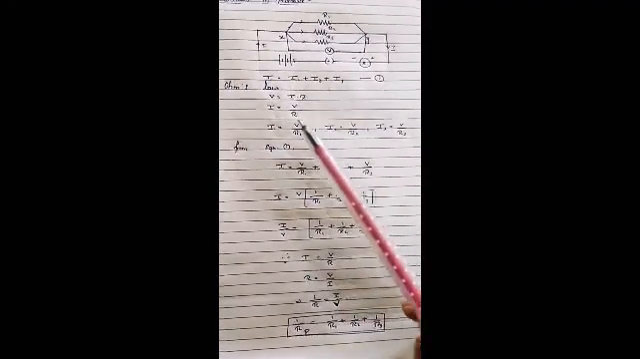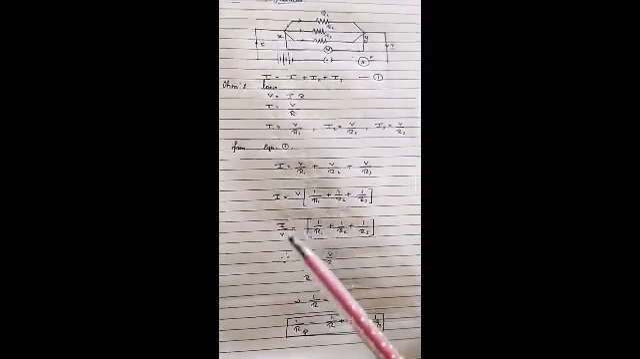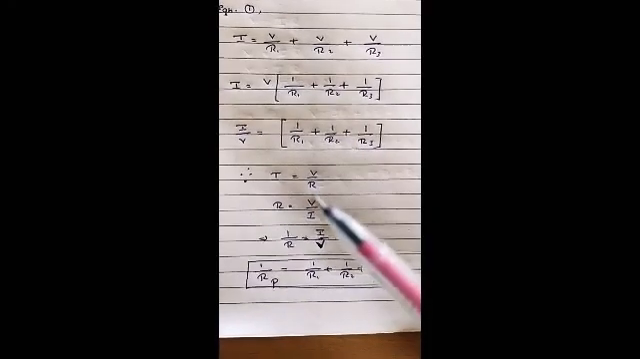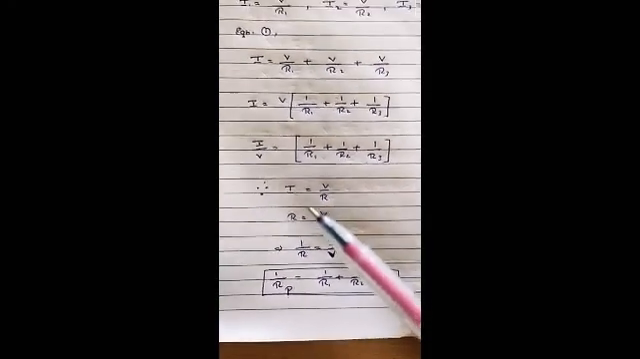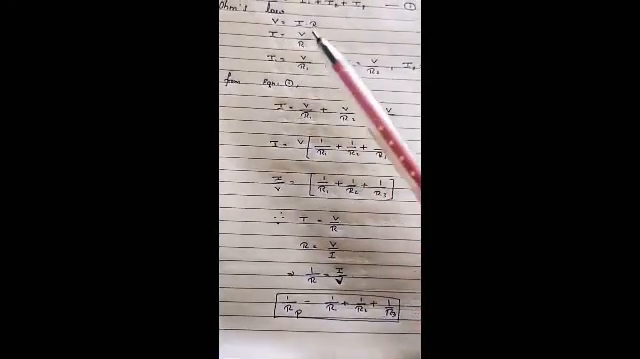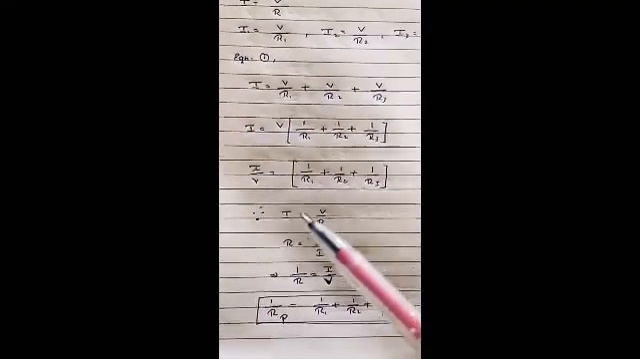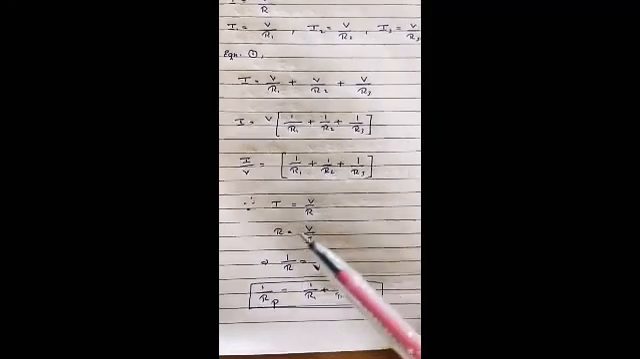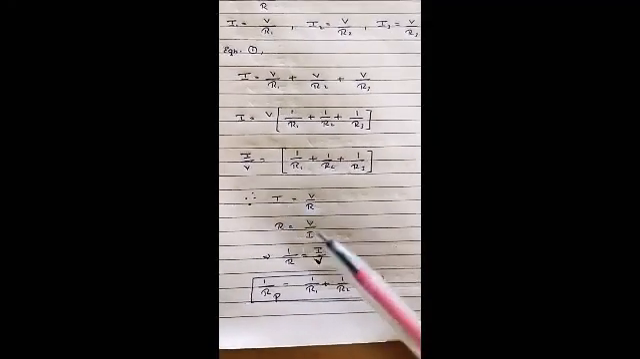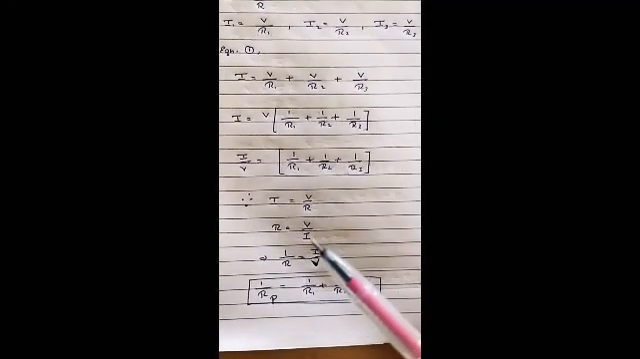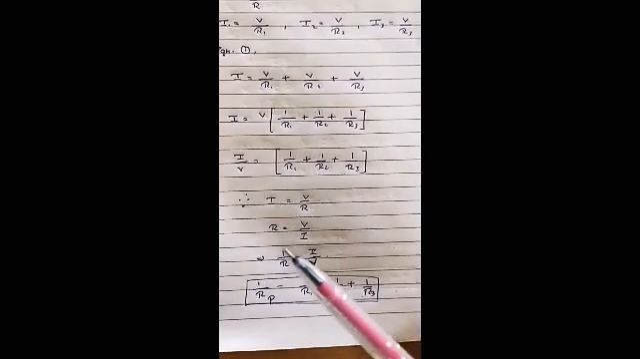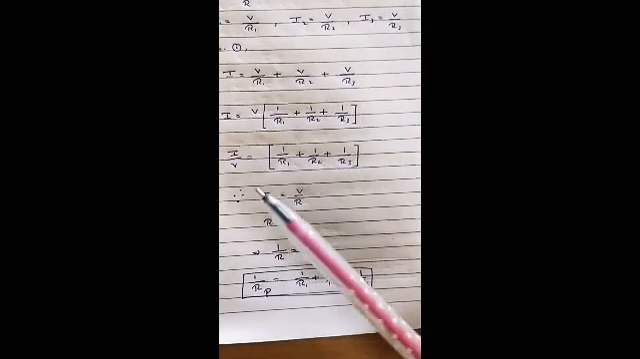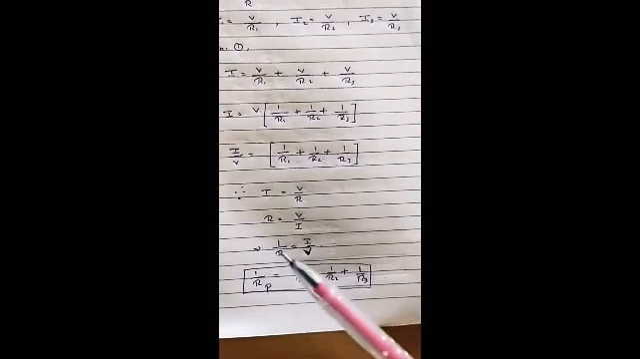Using Ohm's law, you know that V is equal to IR, so I is equal to V divided by R. We need the expression for I divided by V. From here, I is equal to V divided by R. It is the same equation, but our equation is I divided by V. So we write R on the other side: R is equal to V divided by I. Then 1 by R is equal to I divided by V. Substitute here: I divided by V is equal to 1 by R.